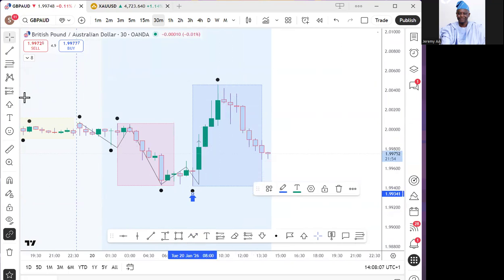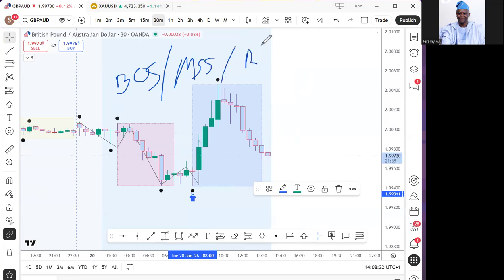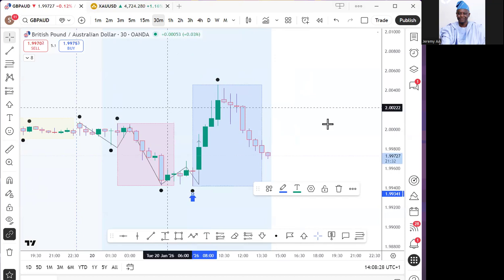So remember what we said, when we're trading, we're only looking for three possible setups: either break of structures, or market structure shifts, that's MSS, or we're looking for rejection candles, right? Those are the only three setups we're looking at, and we want to be consistent with those things.